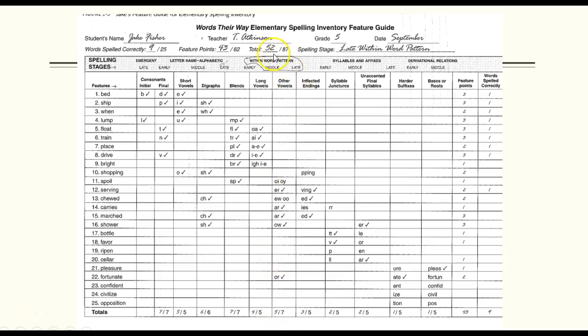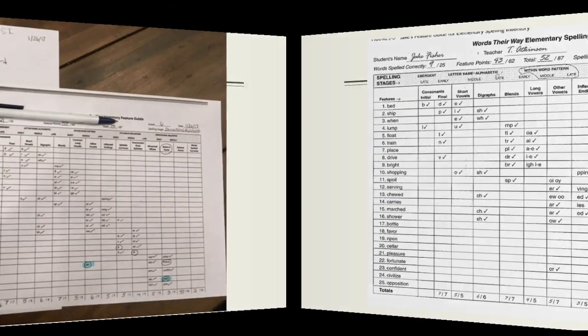So this is how we know where instruction should begin, where the student misses 2 or more. That's where we want to start instruction. So he falls in the late within word spelling stage. You're then going to total up how many features he received. So he got 43 out of 62 feature points. You add the words spelled correctly with the feature points to get an overall total. And so this really gives you a quantitative measure of spelling performance that you can then compare from the beginning of your work with the student to the end of your work.